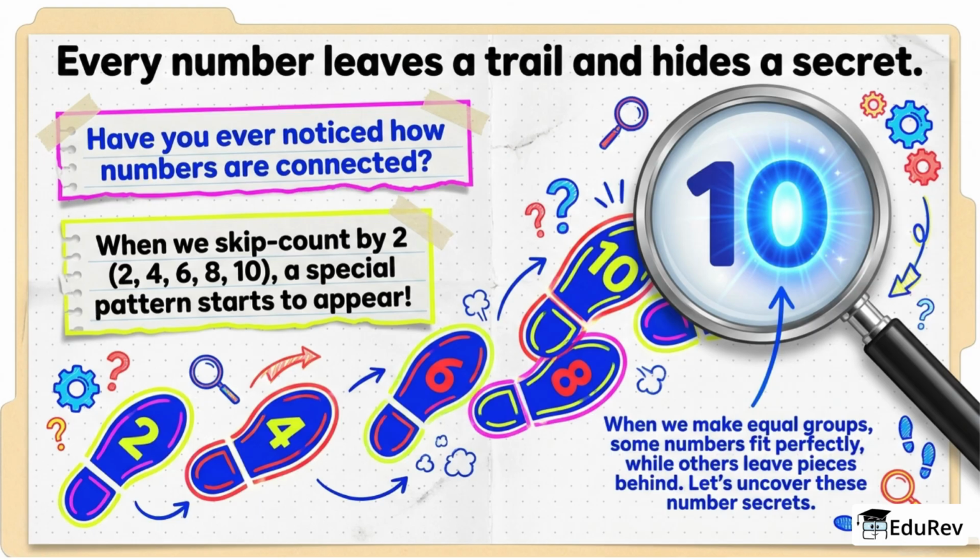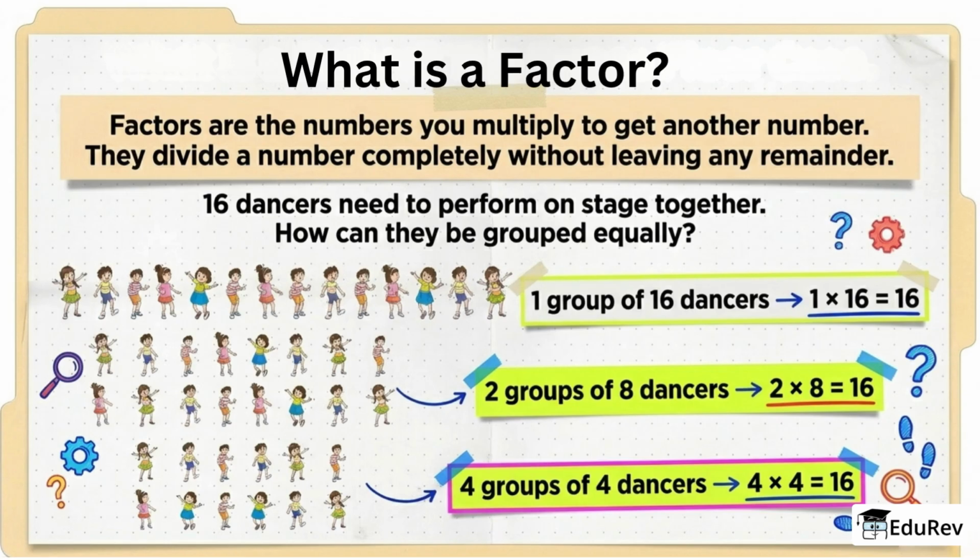For example, when we skip count by 2, saying 2, 4, 6, 8, 10, a special pattern starts to appear. When we try to make equal groups, some numbers fit perfectly together, while others leave pieces behind. Let's uncover these number secrets together. Let's start with our first big question.